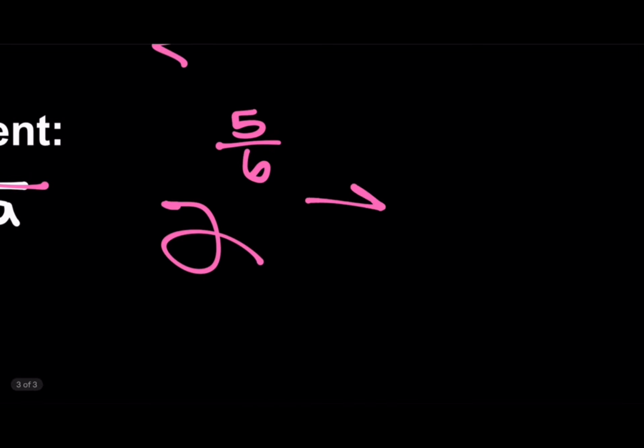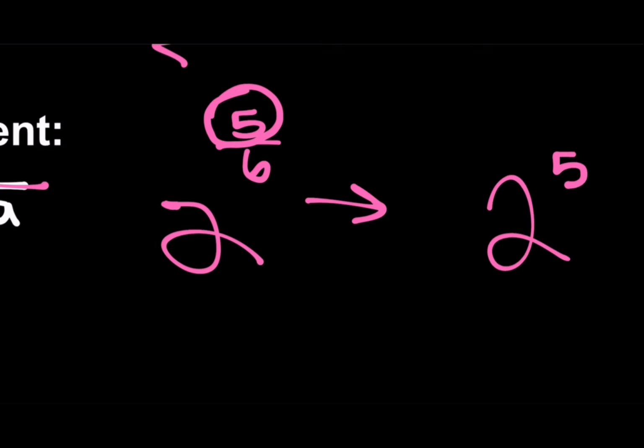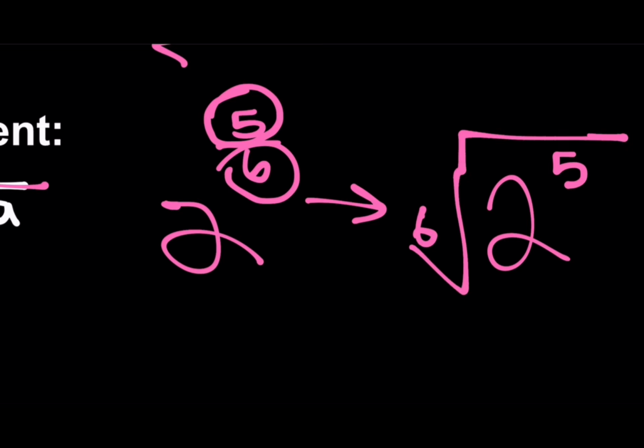How would you use this fractional exponent rule? That's simple. Firstly, we need to remember power over root. The numerator, the number on the top of the fraction, will be your power. So this 2 will be to the 5th power, and the root will be 6. The root is what's under the fraction. So we're going to put a 6 radical. That's basically it. That's all you need to do.